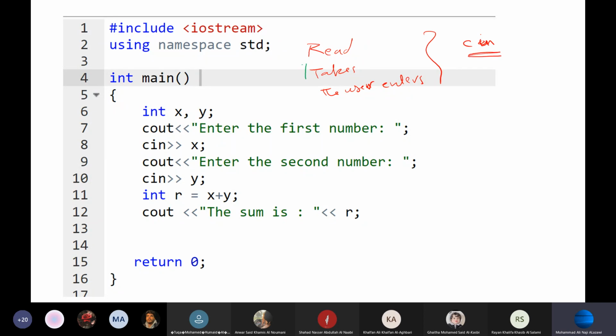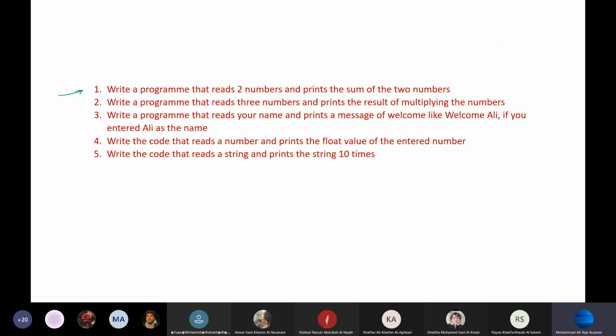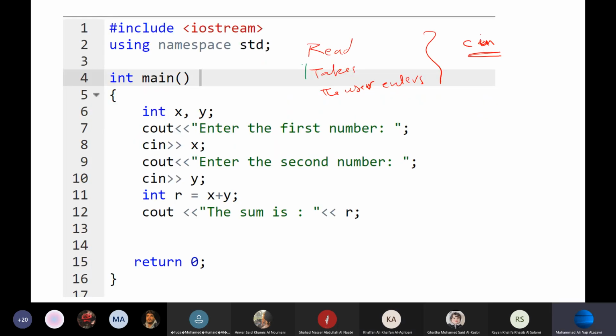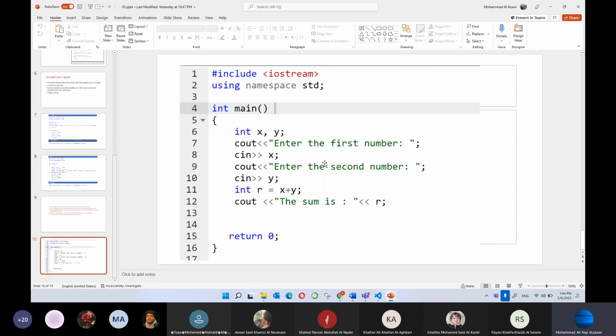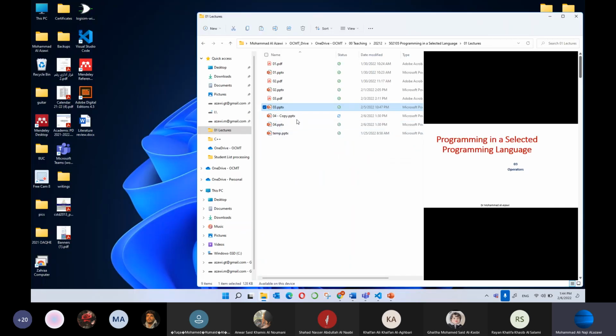That's why in the question here I have the word reads. The word reads means I have to use cin. So with cin, I read the first number x and the second one, and integer r equals x plus y, then the sum is r, and that's it. This is all what we discussed in the previous lecture. Now we'll continue with today's lecture and we'll take more examples.